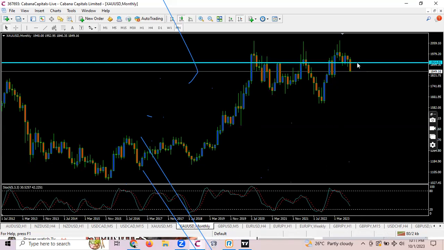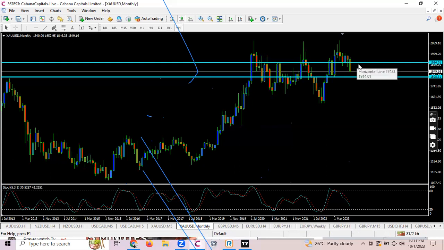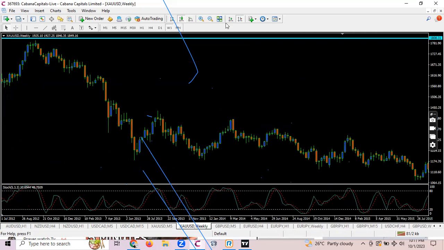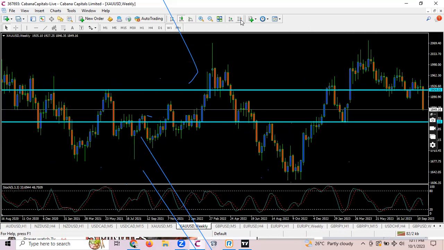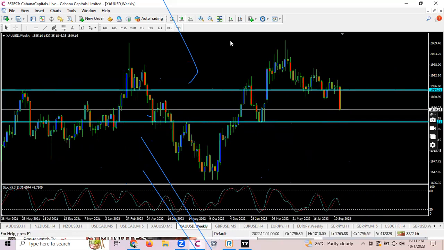I want to see price pull back to this resistance. We had equal lows here. I want to see price pull back to this resistance before I'll consider selling. So this week, my bias on gold is bullish. Let's go down to daily.